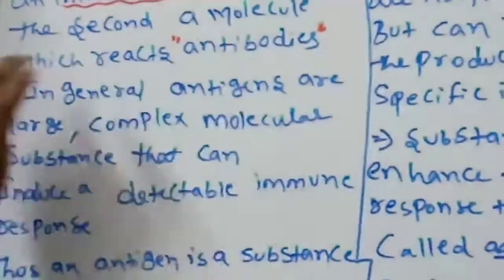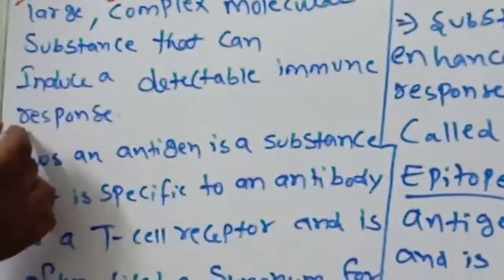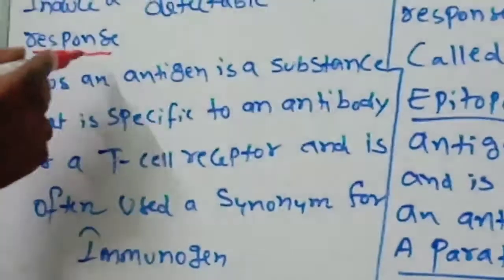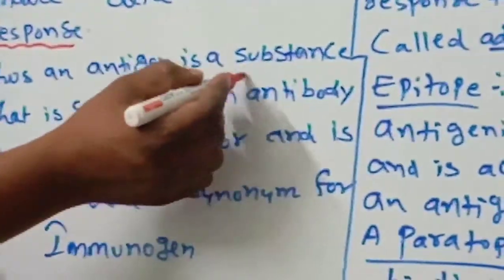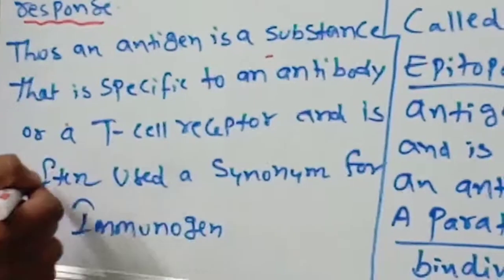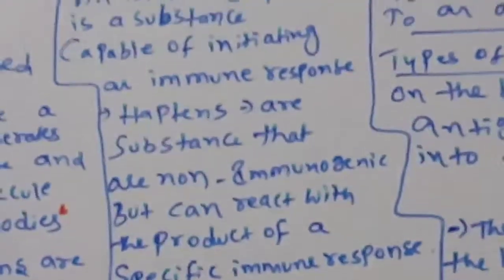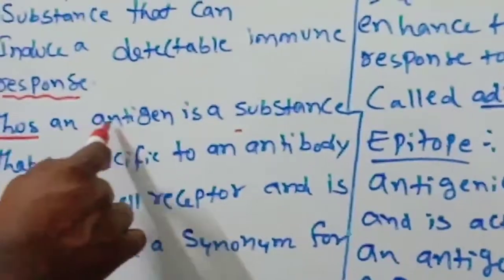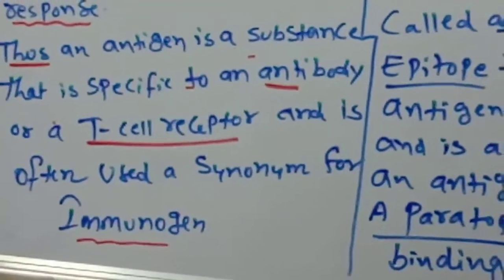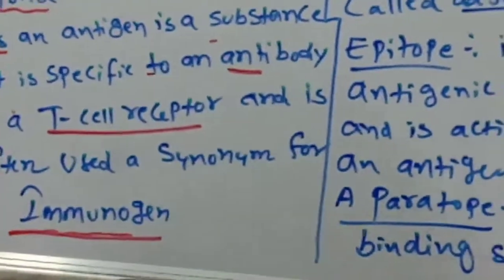In general, antigens are large complex molecular substances that can induce a detectable immune response. Thus, an antigen is a substance that is specific to an antibody, so one antigen has specificity to one particular antibody, or a T cell receptor, and is often used as a synonym for immunogen. Both are the same.